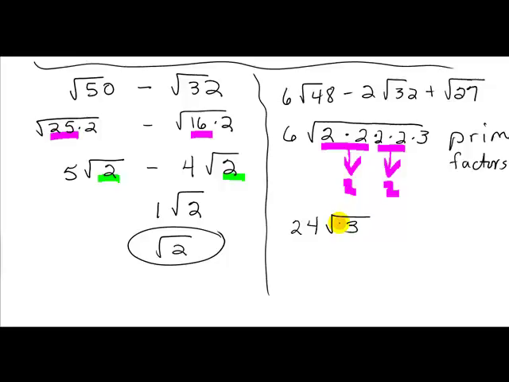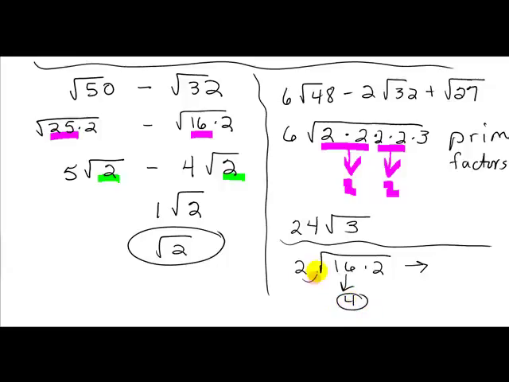Then let's look at 2 times the square root of 32. And 32, we've already seen it's 16 times 2. So this one's going to be a little bit easier. Remember, this is going to come out as 4. So now we have 4 times 2 on the outside and a 2 left on the inside.